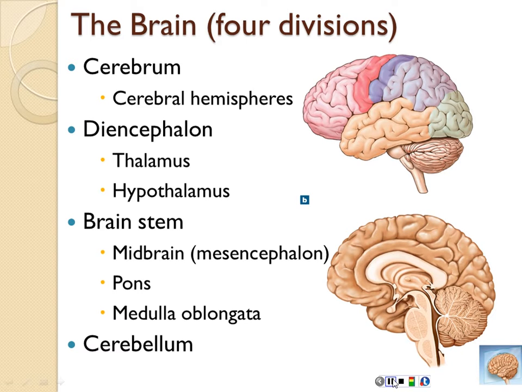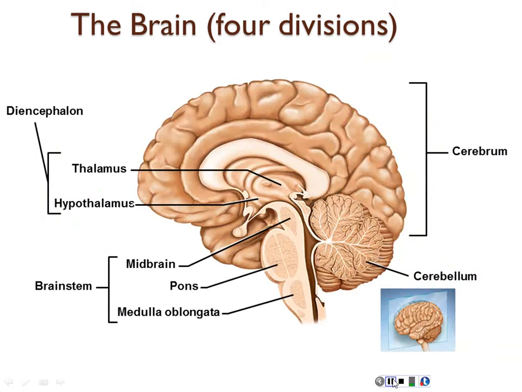The diencephalon includes the hypothalamus and the thalamus, as well as another part called the epithalamus. The brainstem we'll get into has the midbrain, pons, and medulla oblongata. And then there is the cerebellum. So those are the four primary divisions of the brain.